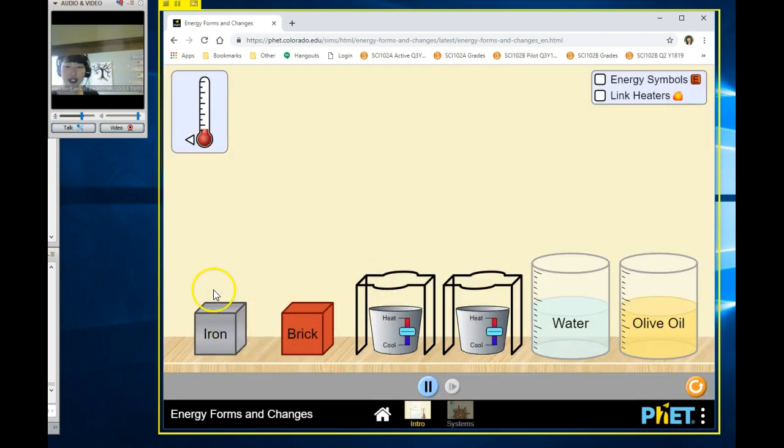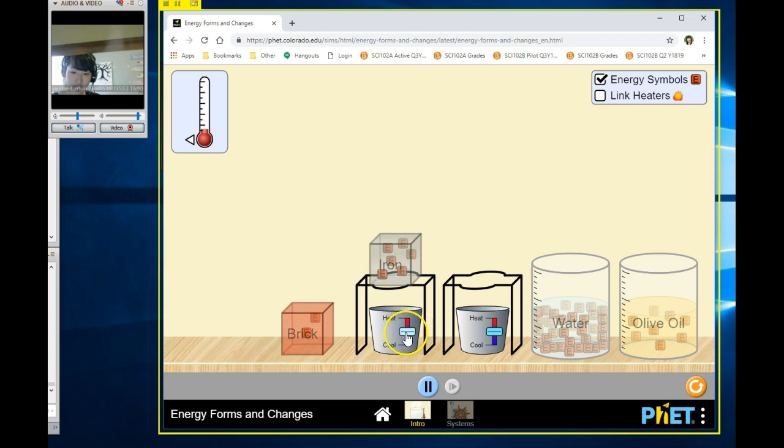So here I have two objects: a piece of iron and a piece of brick. You can see their energy. The iron currently has a few more energy units than the brick does. But here's what's going to happen. We're going to heat up this iron until it's super hot. You can see it's getting more and more energy. Smiley faces if you can see that. I know there's always a little bit of lag, but you can see there's lots of heat energy in our iron now.